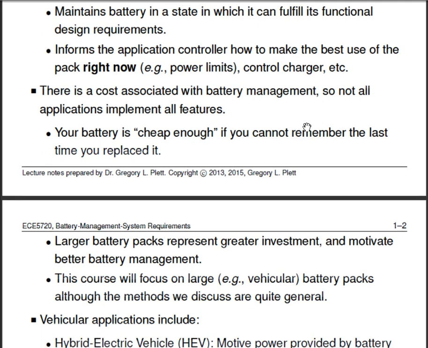So there is a cost associated with battery management. Not all applications might find it judicious or cheap to implement all features of BMS, because BMS is costly. Huge amount of research is going on worldwide. The battery is cheap enough, but the BMS will be very costly.